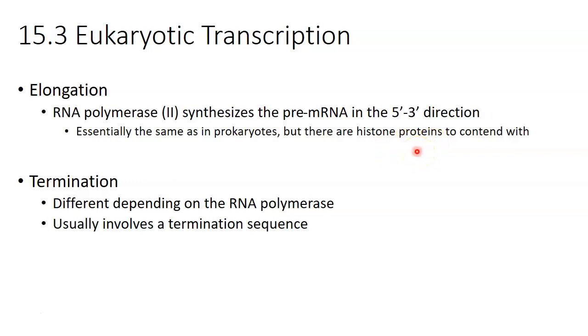Okay, last step, termination. It's different depending on the RNA polymerase that is being used, but here's something that is the same. Again, there's usually some repetitive sequence that we call the termination sequence, and that's going to create, again, instability in the complex, and it's going to cause all of the component parts to be released and the transcript to come off.